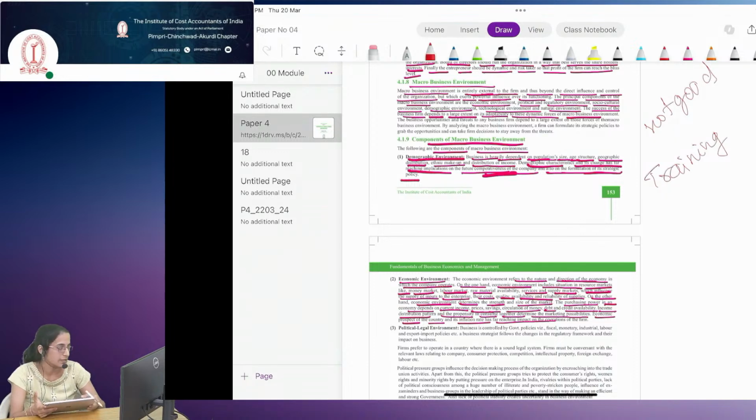Components of macro business environment. The following are the components of macro business environment.